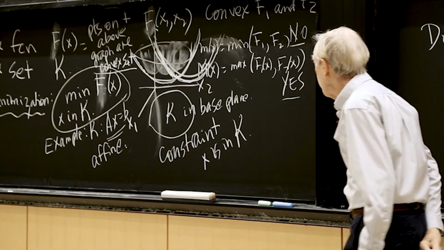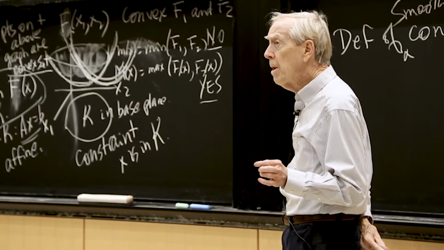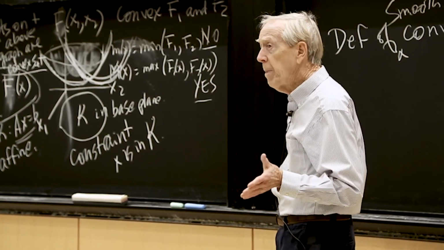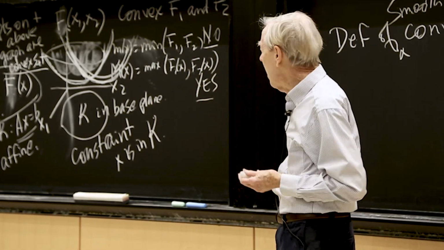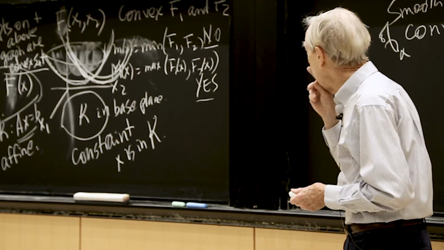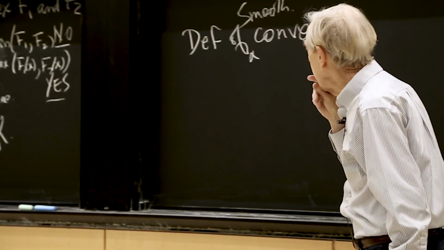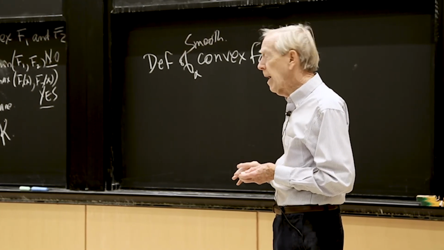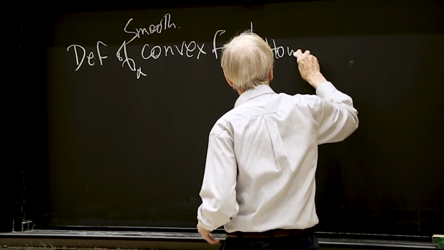Okay. And we could have the maximum of 1,500 functions. If the 1,500 functions are all convex, the maximum will be, because it's the part way above everybody's graph. And that would be the graph of the maximum. Okay, good. And now, finally, let me just say, how do you know whether a function is convex? How to test.